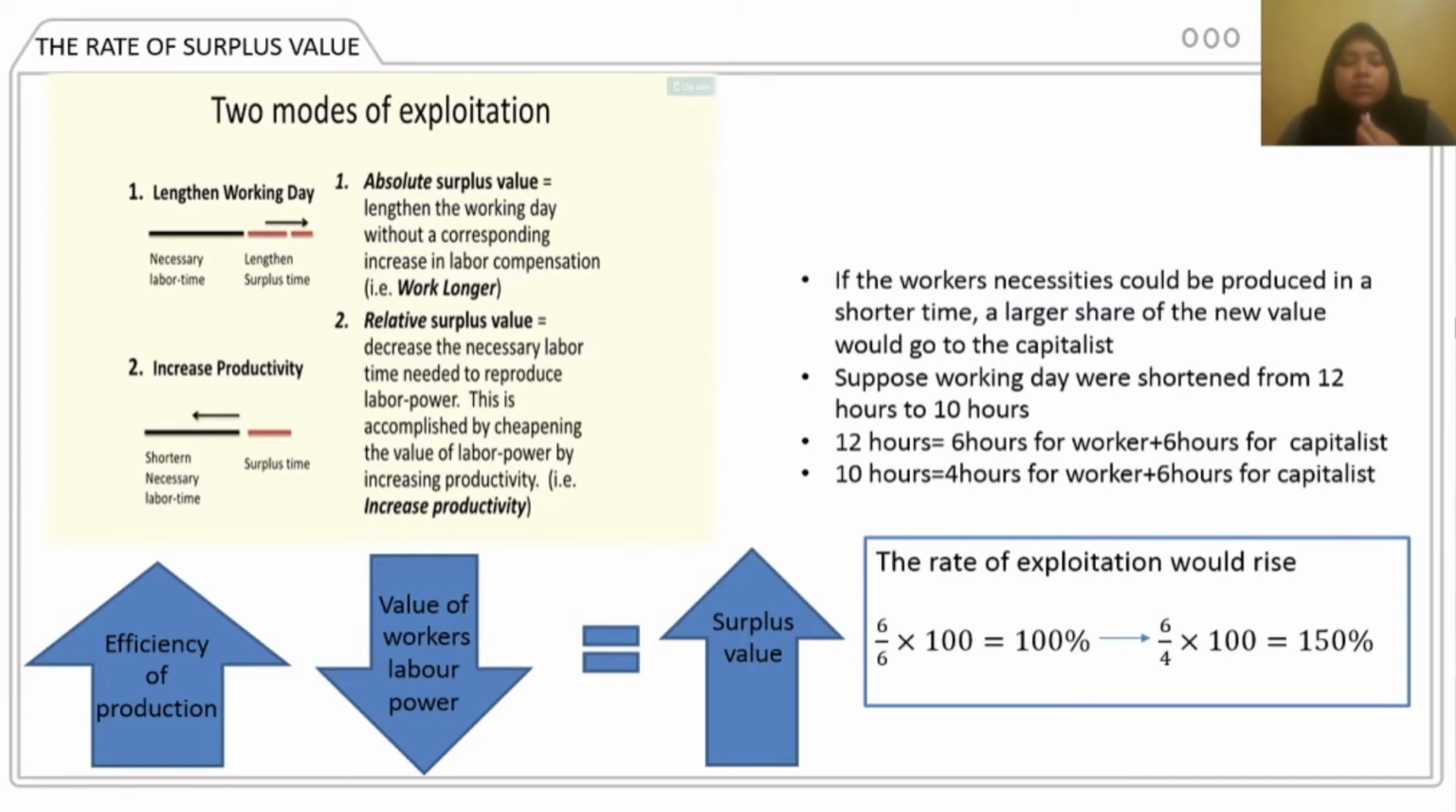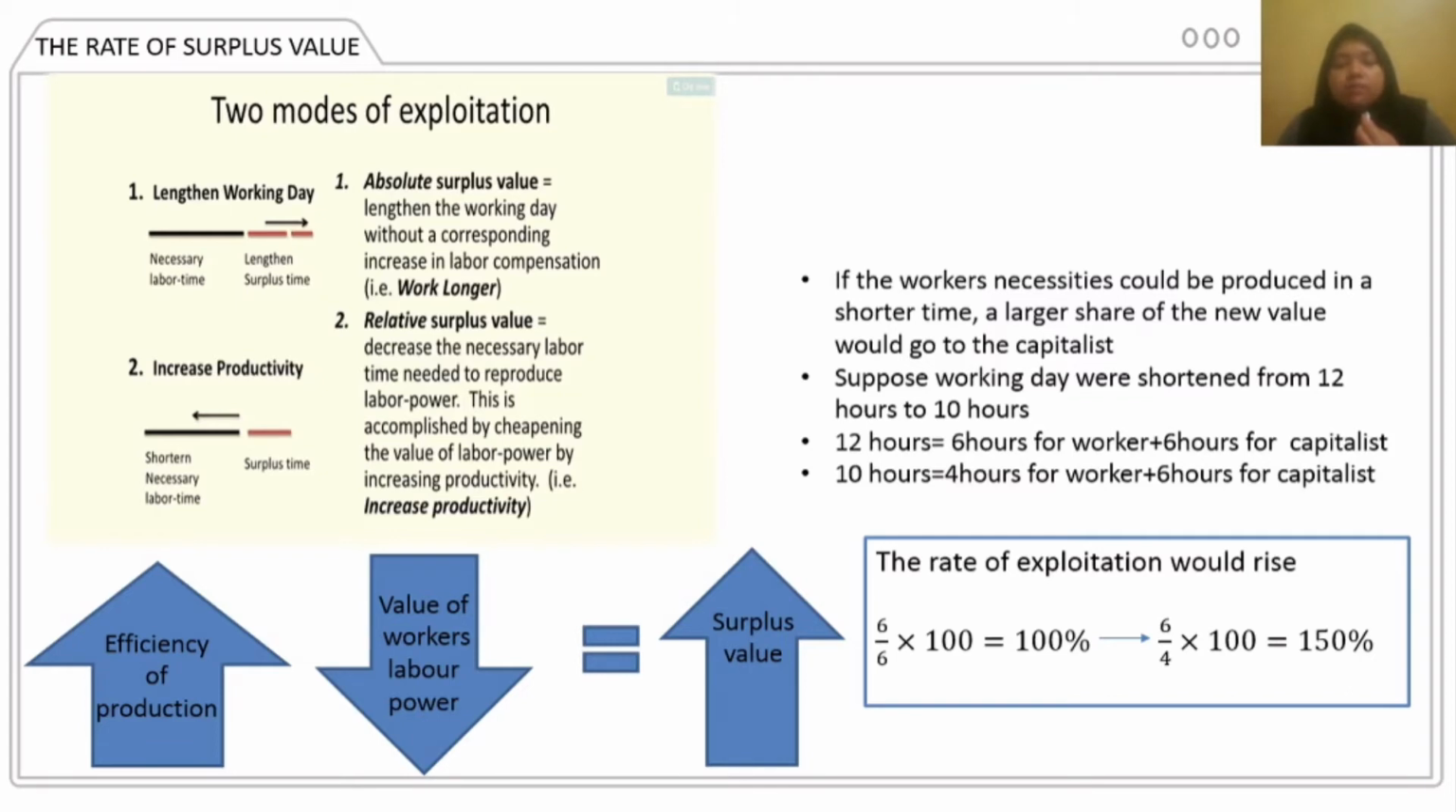As you can see at the bottom, you can increase surplus value if the efficiency of production is increased and the value of worker labor power is decreased. If the worker's necessities could be produced in shorter time, a larger share of new value will go to the capitalist. Let us assume that the necessary labor time shortens from 6 hours to 4 hours. For 12 hours, we divide 6 hours for worker and 6 hours for capitalist. For 10 hours, we divide 4 hours for worker and 6 hours for capitalist. So our rate of exploitation will increase.